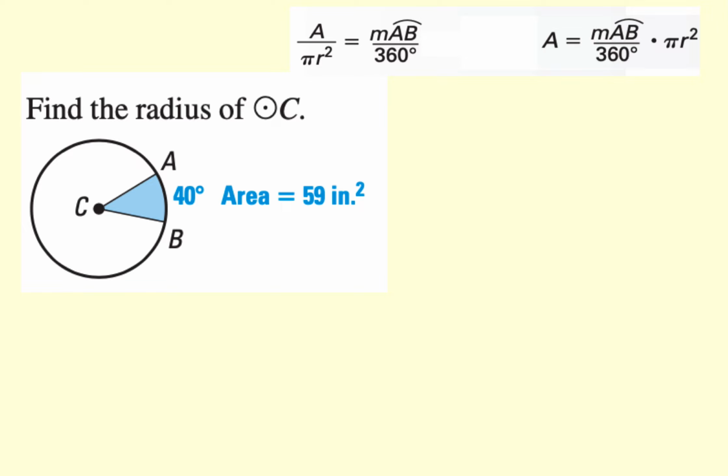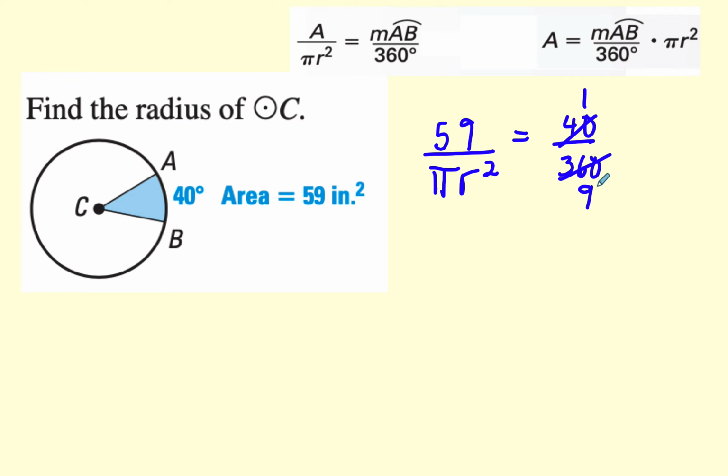All right, let's do a problem where we have to work backwards. And this time I'm being given the area, and I want to find the radius. Okay, so I'm going to use this format right here, and in the next screen I use this format. Okay, so I know the area, it's 59, and then I don't know what my radius is, so I have to keep with the r. The number of degrees is 40 over 360. And I know this reduces, 40 goes into there once, and 40 goes into there 9 times. So I can reduce that.